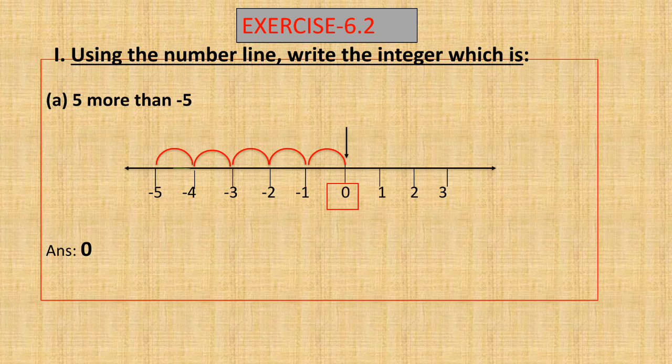It means that from minus 5, you have to increase 5 steps, that is, move forward. We have to move forward 5 steps. Start from minus 5, and move to minus 4, minus 3, minus 2, minus 1 and 0. You will reach 0 after the 5 steps forward.